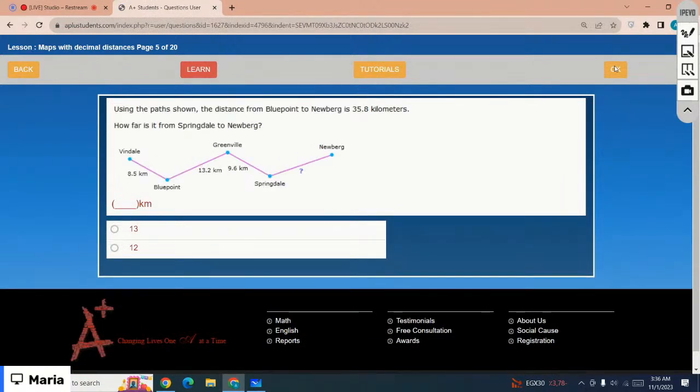Okay, using the path shown, the distance from Blue Point to Newburgh is 35.8. So, which is the missing value? Yes, the correct option is 13. The correct option is 13.